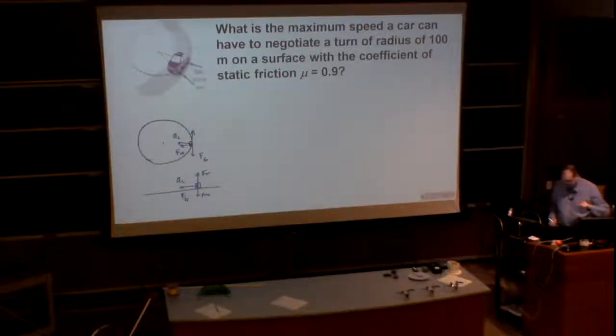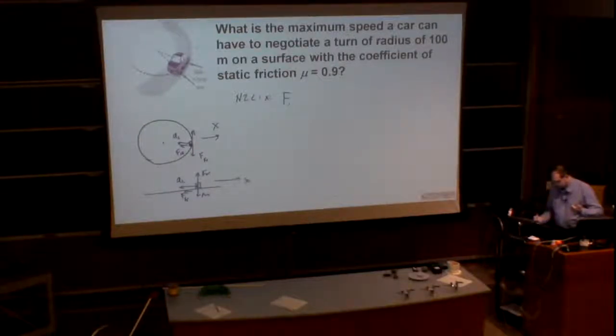And no matter how we look at it, the only axis which matters is the horizontal axis. Acceleration is parallel or anti-parallel to this axis, and that force which is responsible for the existence of that acceleration is also parallel. And if we apply Newton's second law relative to this axis, we have to write that friction should be equal to ma.